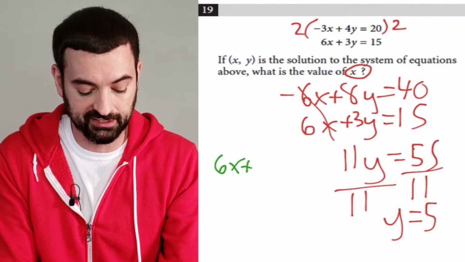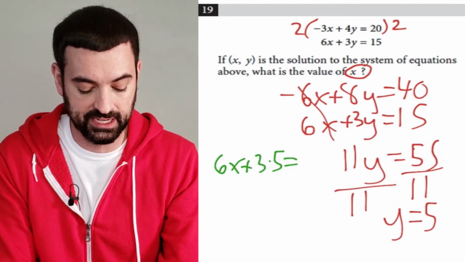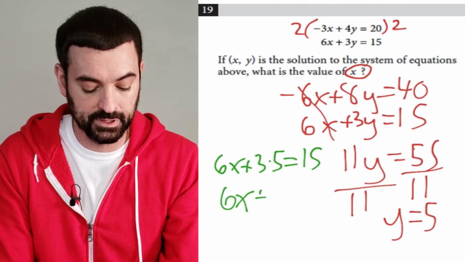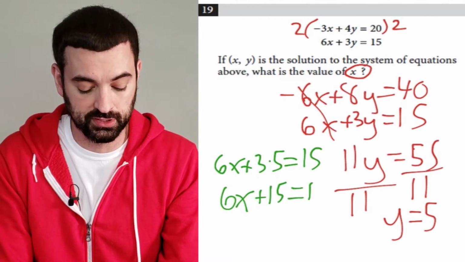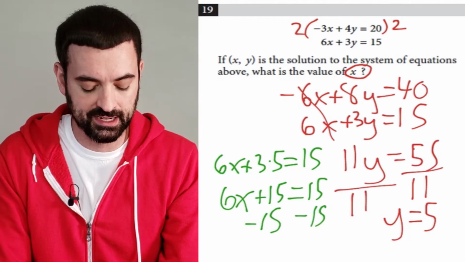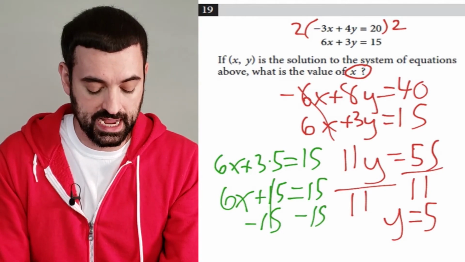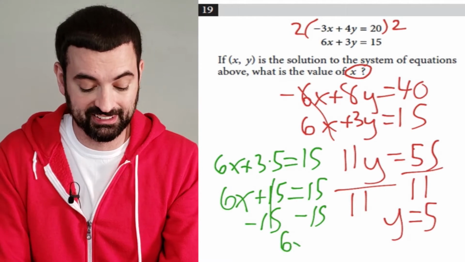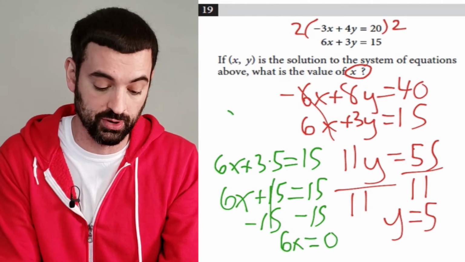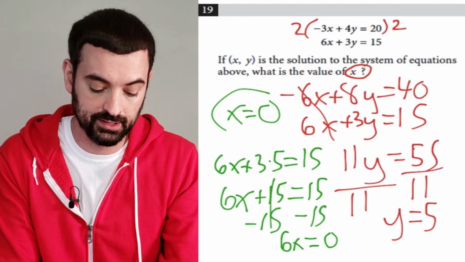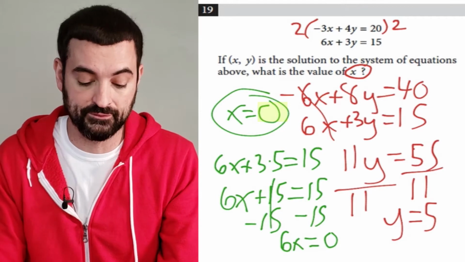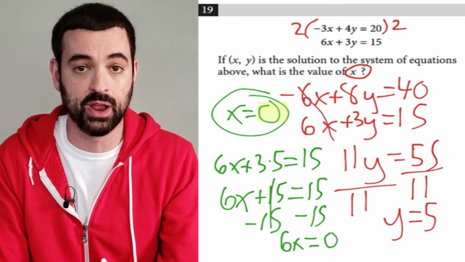6x plus 3 times 5 equals 15. Then we say 6x plus 15 equals 15. Subtract 15 from both sides. And 15 minus 15 is 0. 6x equals 0. That means x equals 0. You should bubble in a 0 there. And you would get the same result if you had put the 5 into the top equation as well.